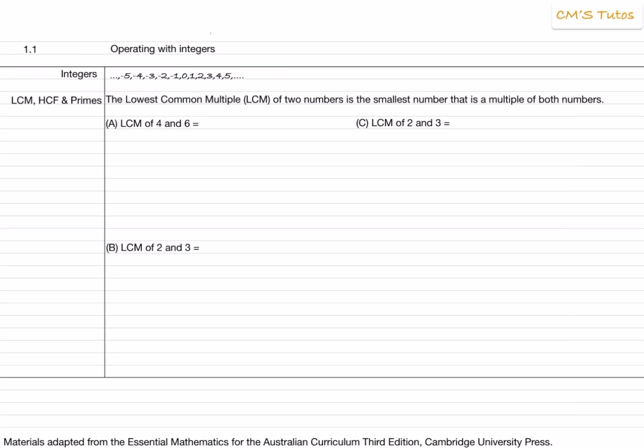So the lowest common multiple, also known as LCM, of two numbers is the smallest number that is a multiple of both numbers. What that means is, let's have a look at this example, the LCM of 4 and 6. Well, how do we solve that? First, we find the multiples.